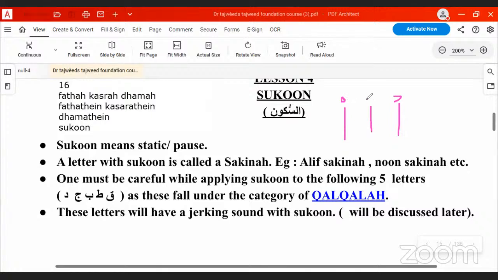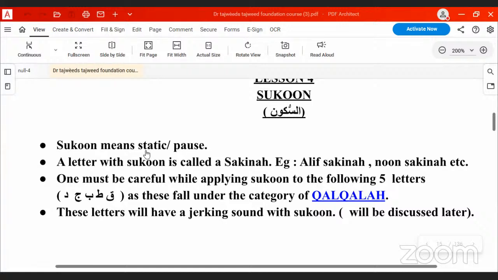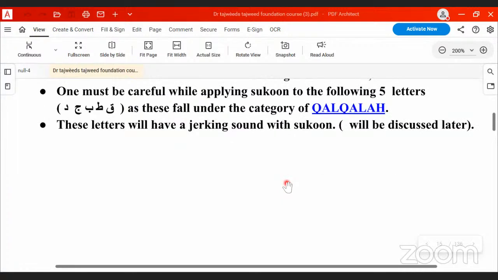But actually in the Quran, it is like the shape of ha, the head of ha. We know this is the ha and this part. This is how the sukoon appears in the Quran. So in the book also, it will be written like this. Alif sakina, mim sakina, noon sakina, lam sakina. These are called sakina letters. The important point is one must be careful while applying sukoon to the following five letters: Qaf, Twa, Ba, Jim, Dal, as these fall under the category of kalkala. These letters will have a jerking sound with sukoon, which will be discussed later on.